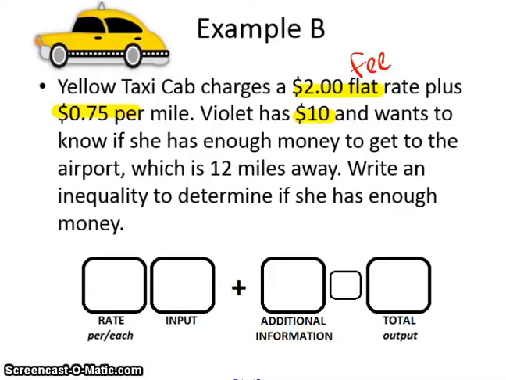So the first thing I need to do is write my x here in my input, because that's always my variable. I need to find my total. My total is my biggest number, so it's $10.